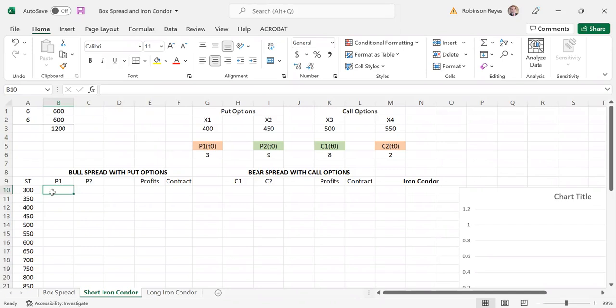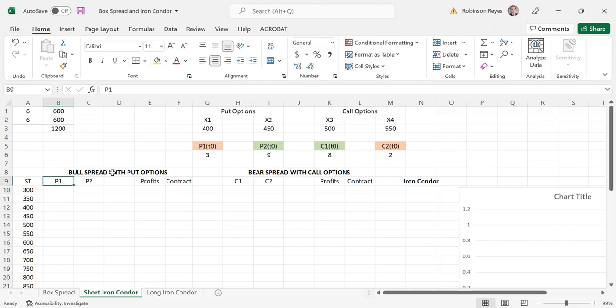We can do it in the following way. So we have a bull spread with put options. That means we will have two put options. We will buy the low strike, that we already said, and we're going to sell the high strike. So we're going to calculate the first, just like we have done in previous exercises.